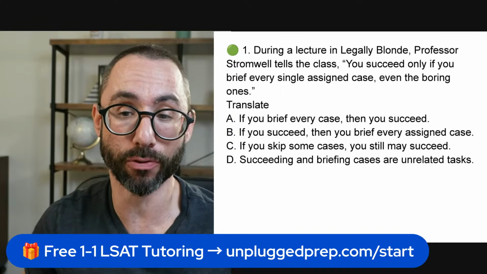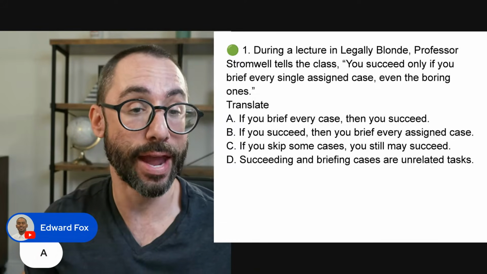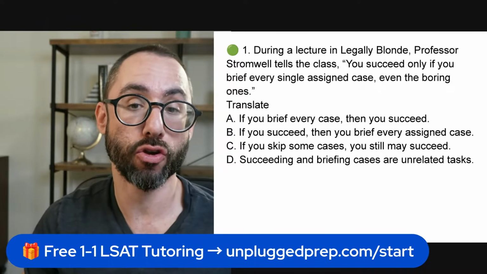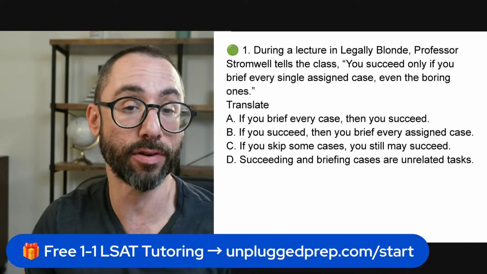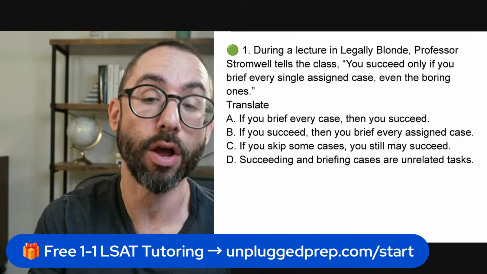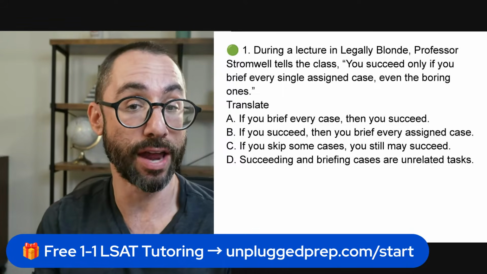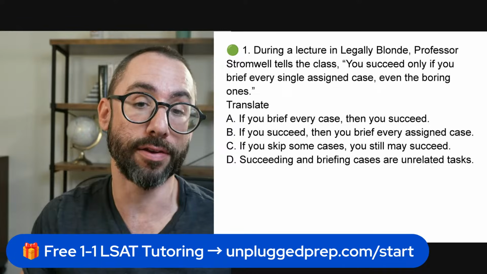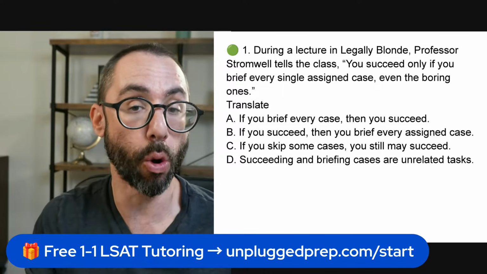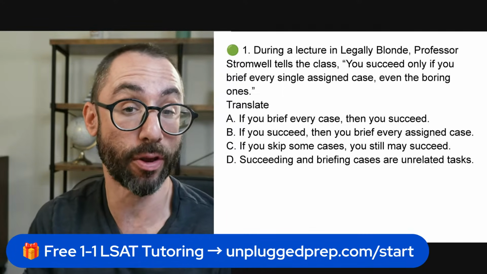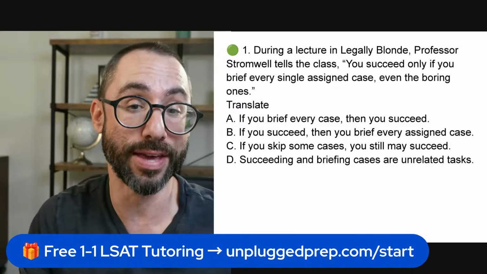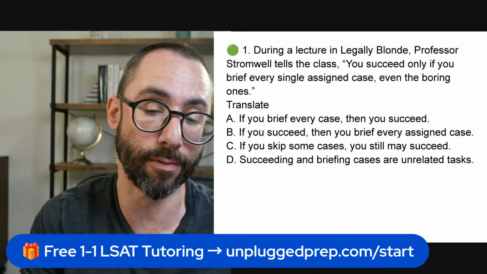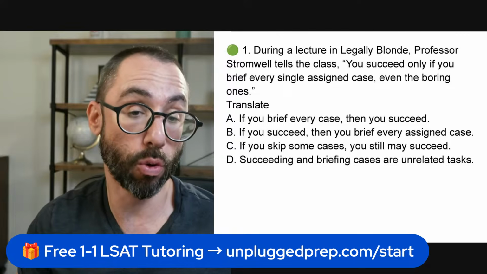So I know a couple of folks are saying A, but the answer is in fact B. If you succeed, then you brief every assigned case. So A is an improper reversal of what we want, confusing necessary and sufficient conditions, and choice B, as in Bravo, is actually correct. So again, only if introduces the necessary condition, functioning like the arrow. We want succeed arrow brief, which choice B, as in Bravo, actually has. Let's go on to the next one.